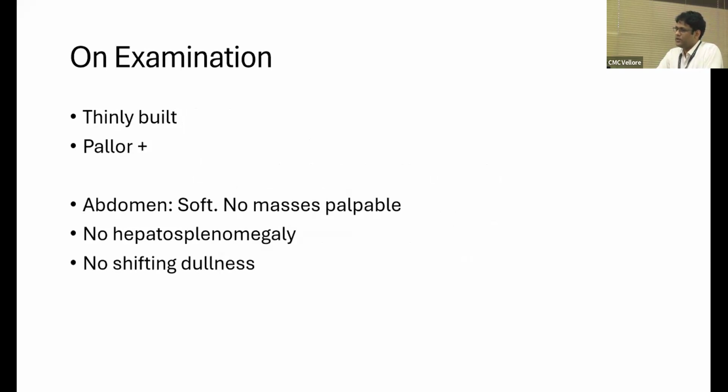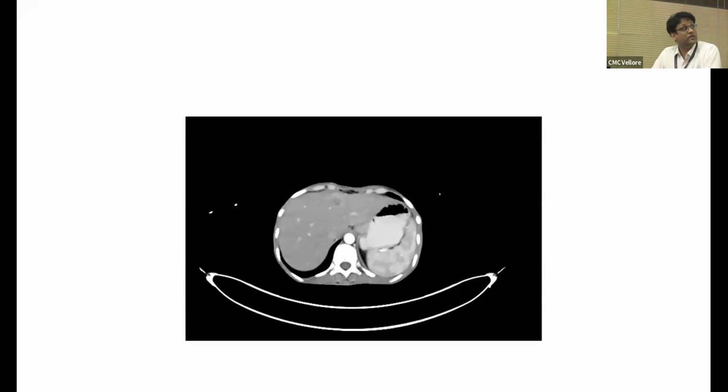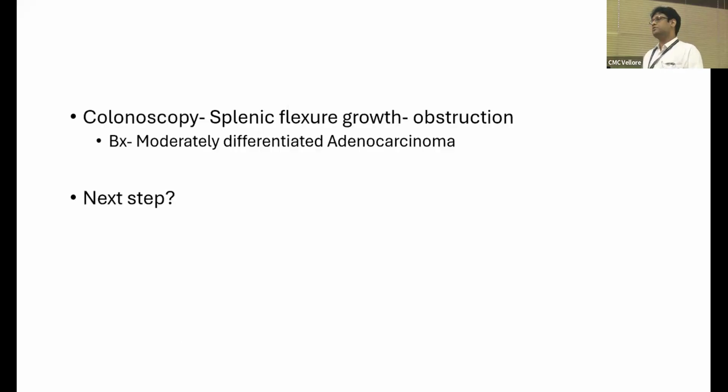Okay. So here we did the CT. Do you see anything on the CT? Okay. We also found some thickening at the splenic flexure. So sometimes remember that CT alone may miss smaller growths within the bowel. So you need to do a colonoscopy, right? That showed a splenic flexure growth, which was obstructing. Okay. So what happens now?